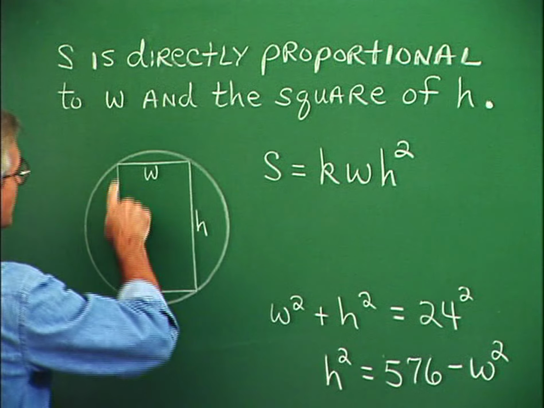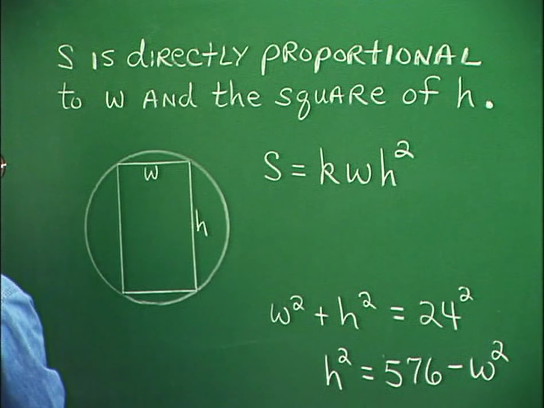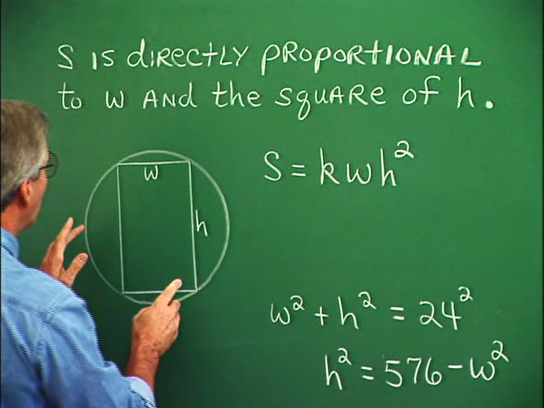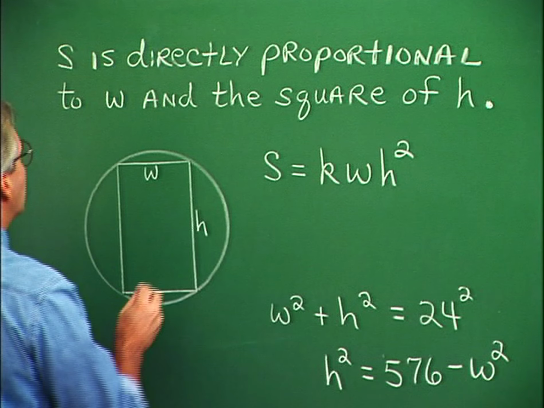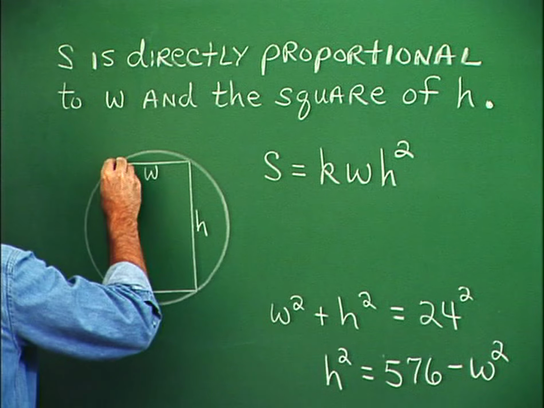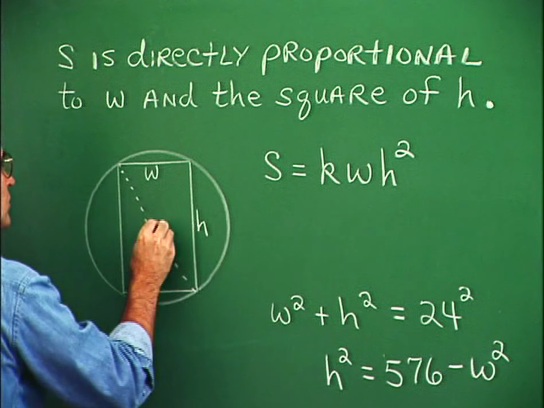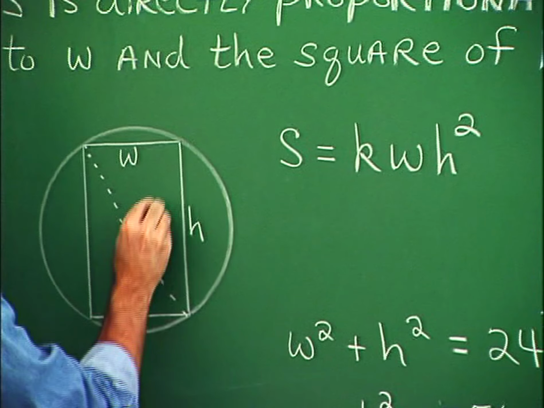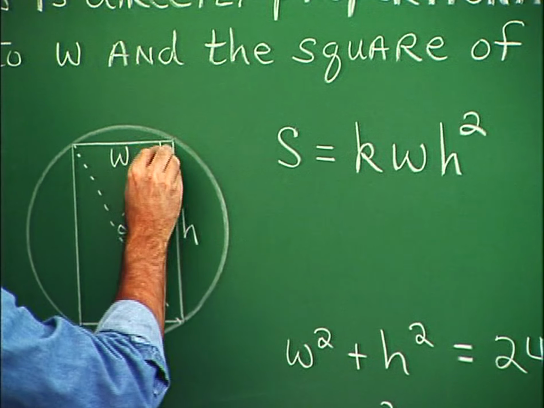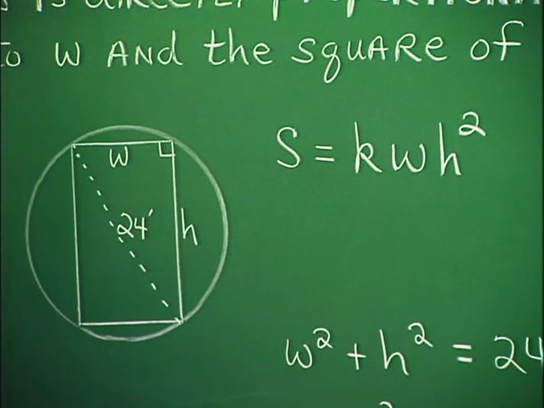Now remember, the diagram is something like this. We have a cross-section of a tree, and we know that the diameter here is 24, but we're cutting the beam out of this cross-section. And the diameter is thought to be here. We take it to be this diagonal distance. And that's really important because in doing it that way, we have a right triangle, and now we have a built-in relationship involving width and height.